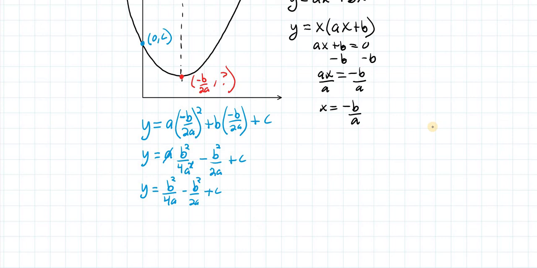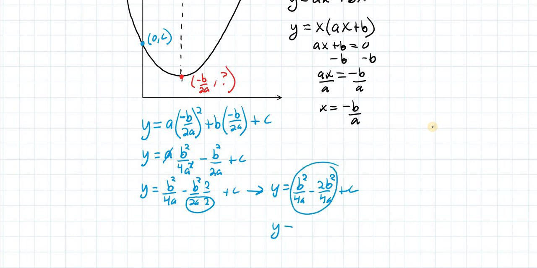I'm going to go ahead and multiply this term by 2 over 2, which will give us a common denominator here. This will be 4a. So we can add these. So that means that y is equal to b squared over 4a minus 2b squared over 4a plus c. And now I can add these two terms together, which gives me my final equation of negative b squared over 4a plus c.